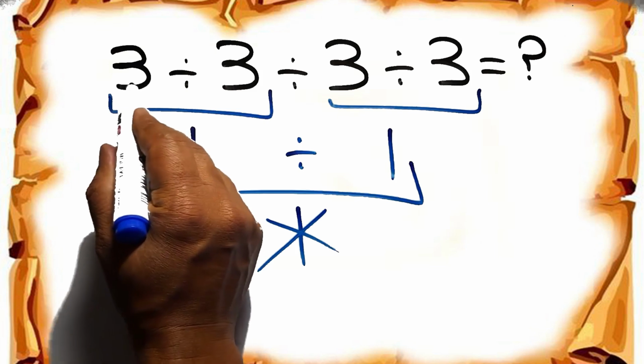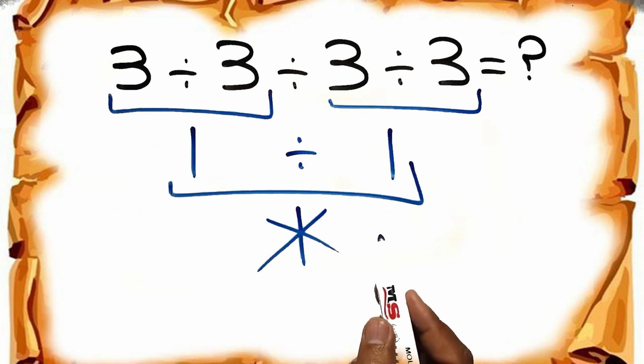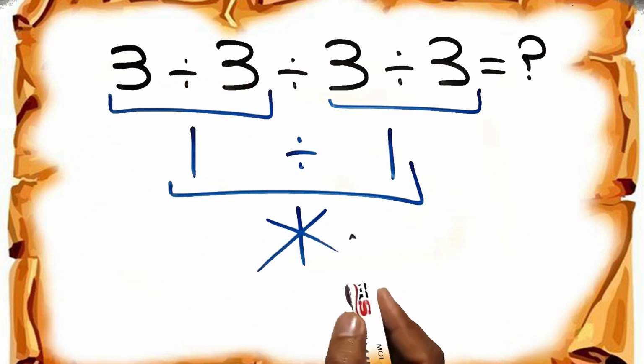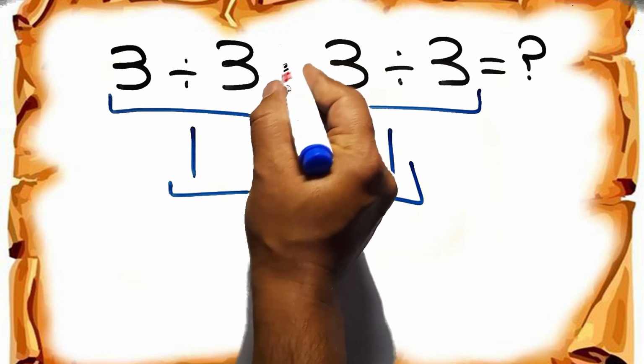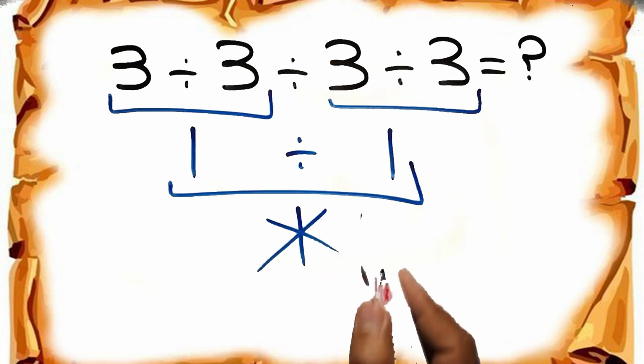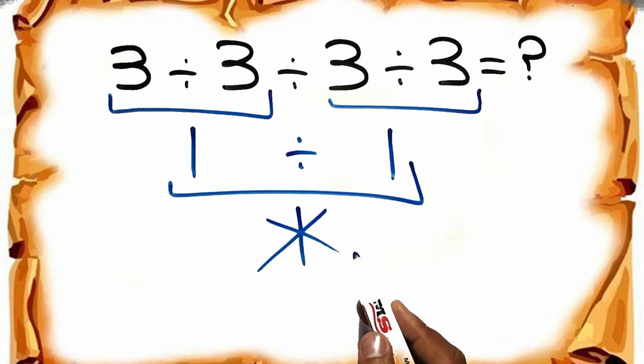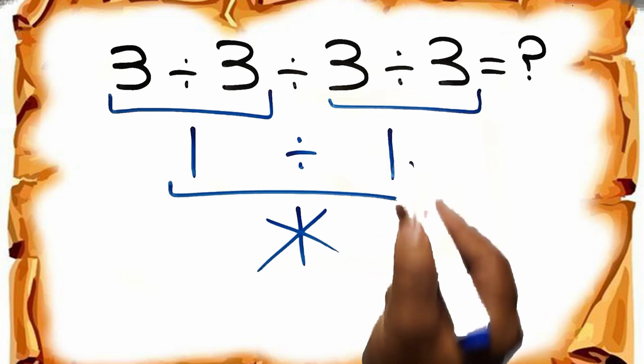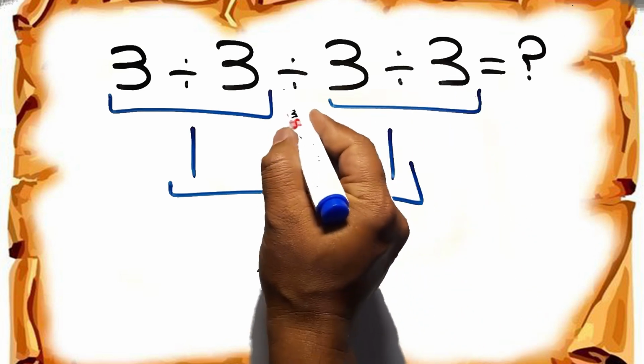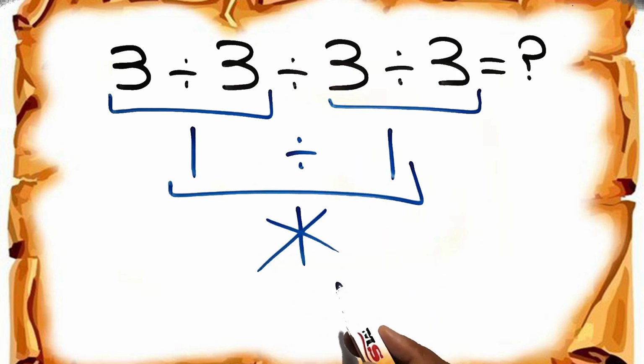in an expression, we have to work from left to right. So here, first we have to do this division, then this division, and finally this division. If we do this division before this division, it is wrong.